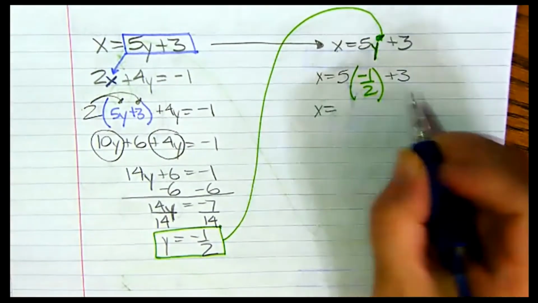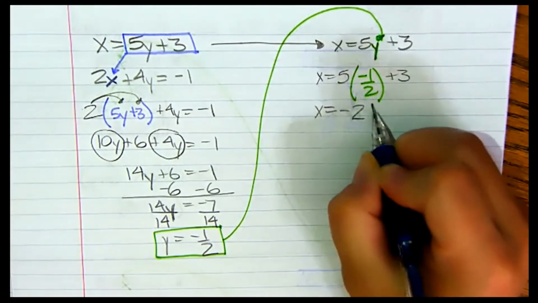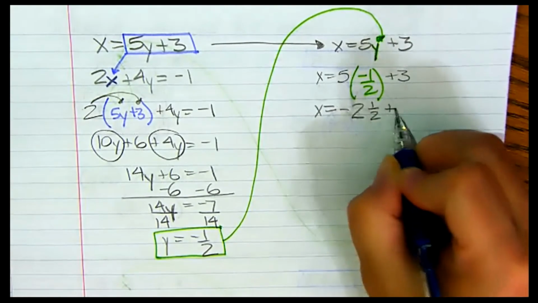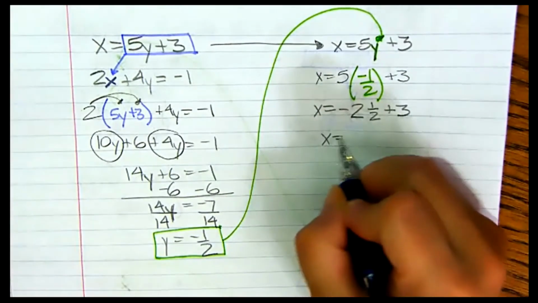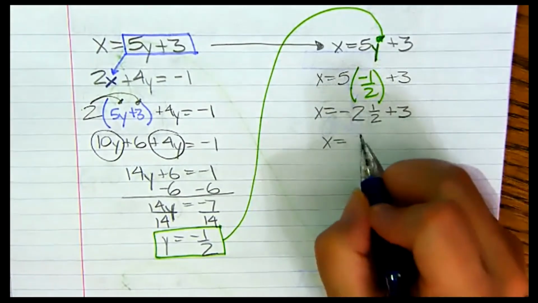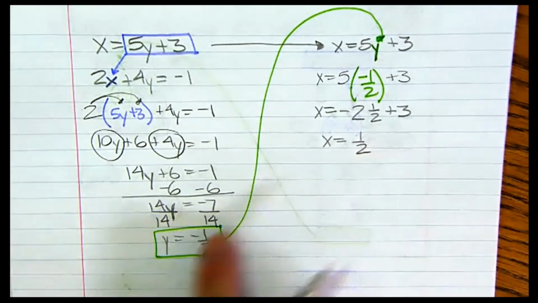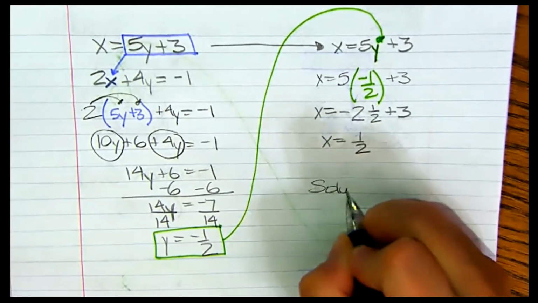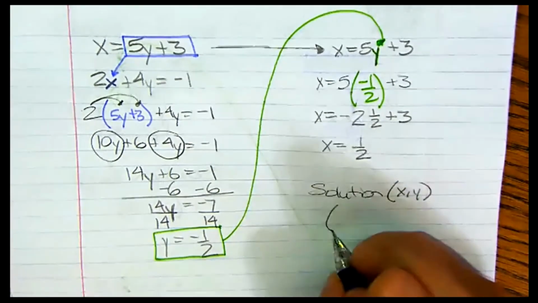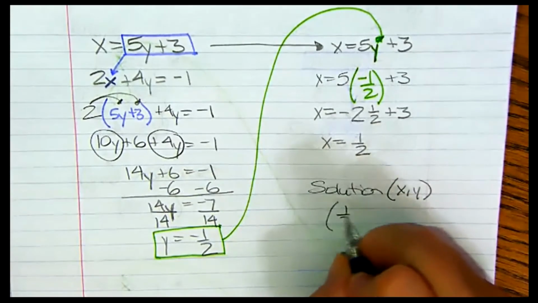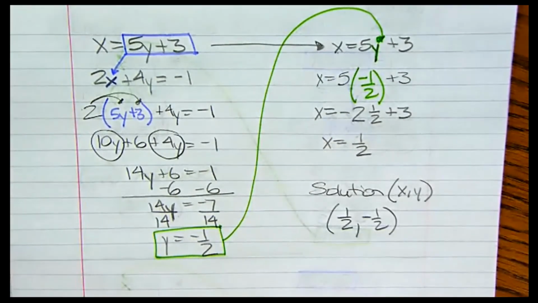Okay, x equals 5 times negative 1/2 is negative 2 1/2 plus 3. X equals negative 2 1/2 plus 3 is positive 1/2. So here's my x, here's my y. Remember, the solution is x, y. So here's my x, and here is my y. There we go.